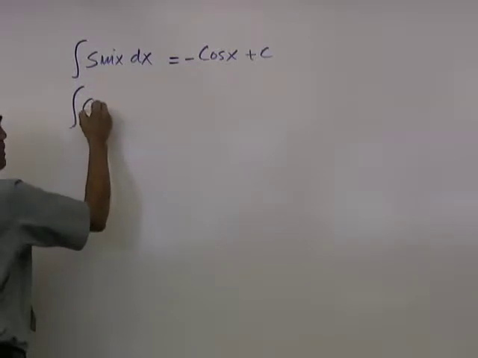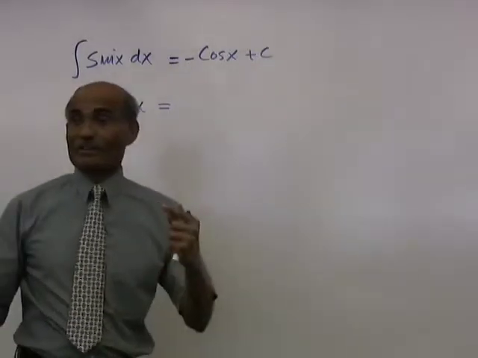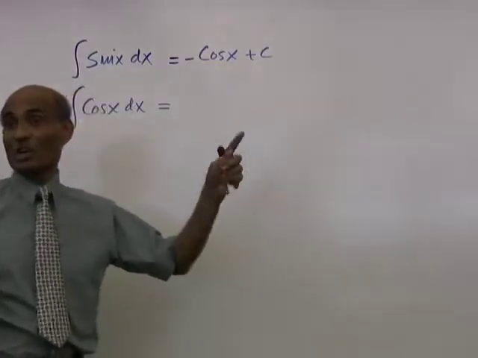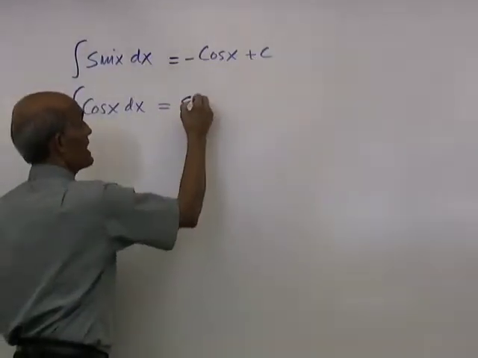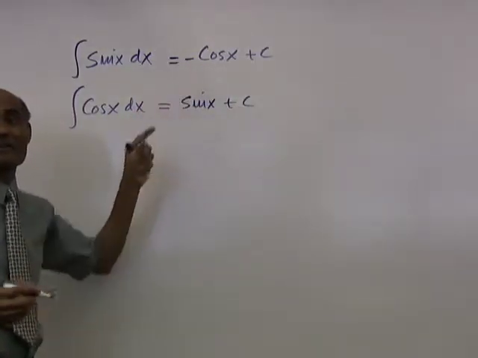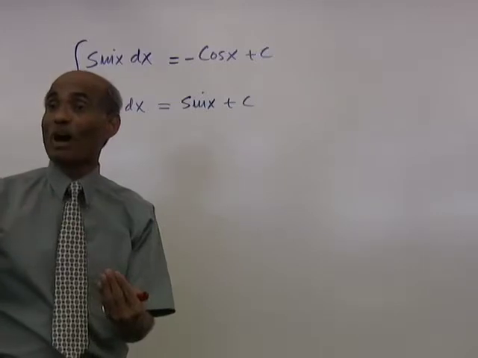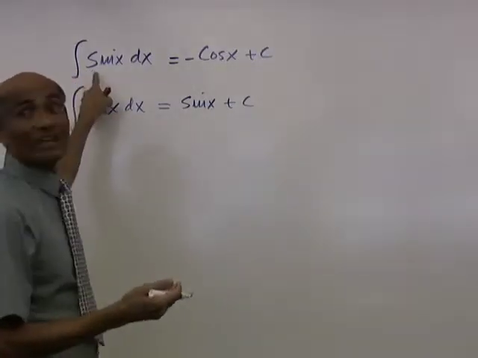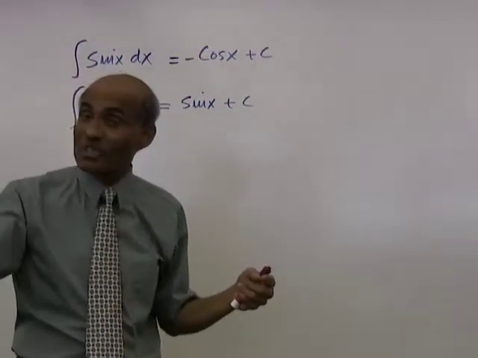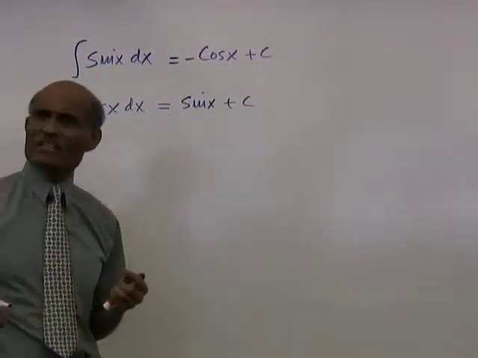Alright, what is integral of cos x dx? The derivative of sine x is cos x. Therefore, integrating cos x must give you sine x. Very often students confuse it, especially the sine, because the derivative of sine x is positive cos x. But when you integrate, integral of sine x is negative cos x. Why? Because the derivative of cos x is negative sine x. That's why.